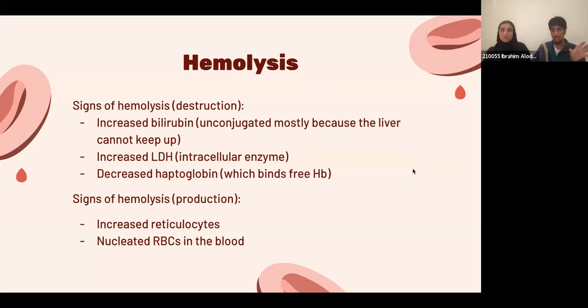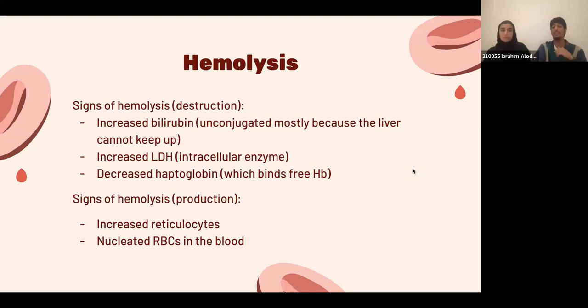So in this, the destruction side of hemolysis, the signs would be more bilirubin, and we mentioned that's happening because of hemolysis already. It would mostly be unconjugated bilirubin because the liver is not going to be able to keep up with conjugating if there's hemolysis going on all the time. There's going to be increased LDH, which is an intracellular enzyme found in RBCs, and decreased haptoglobin. This one is a key thing. They say this a lot in questions because haptoglobin binds free hemoglobin. So if there's decreased haptoglobin, that means there's a lot of free hemoglobin, which means hemolysis is happening.